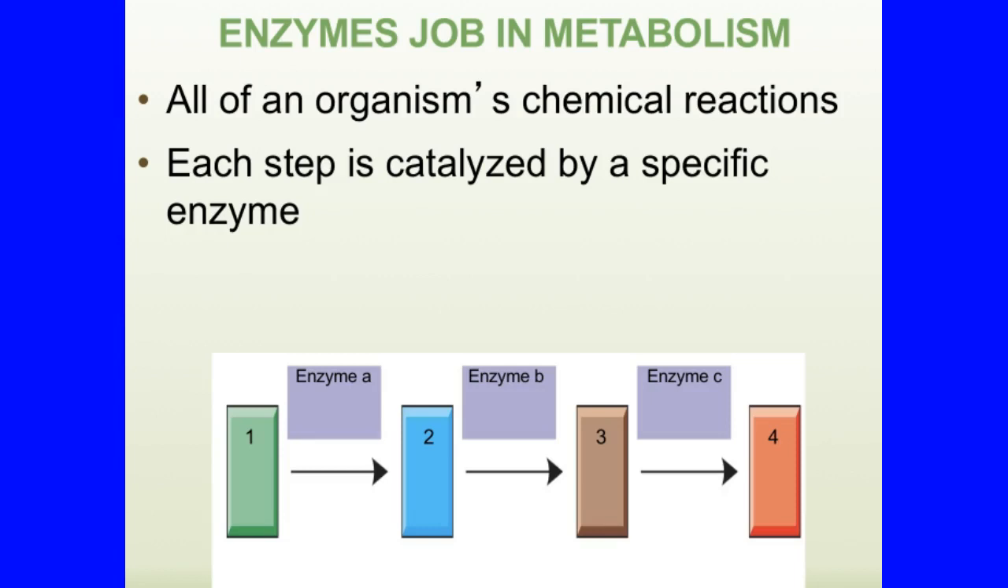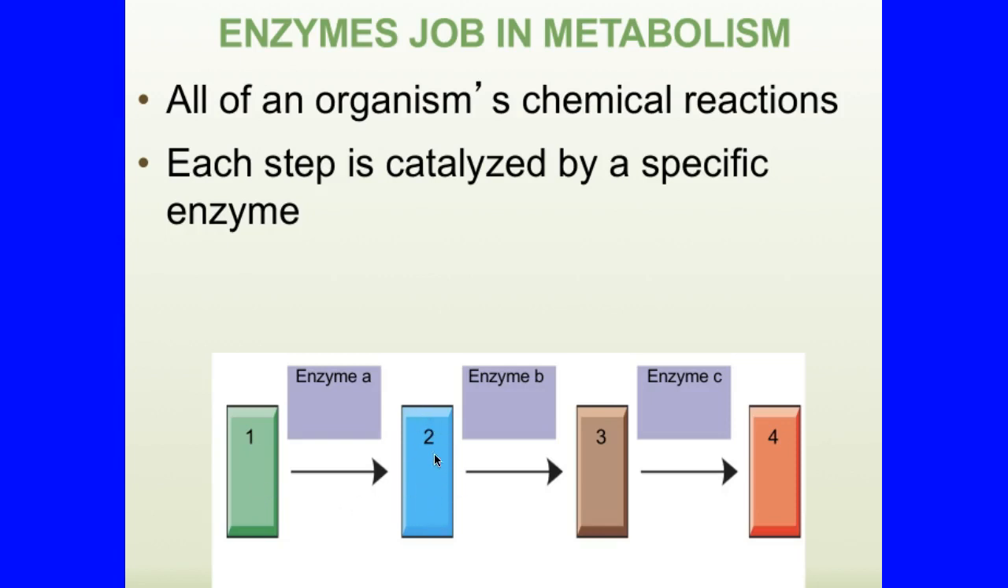All of an organism's chemical reactions are due to the help of enzymes. Each step is actually catalyzed by specific enzymes. Enzymes are very, very specific on what kind of substrate they're going to react upon. So right here, from this green looking substrate, enzyme A will react and use it up and break it down and change it into this blue number 2 substrate.